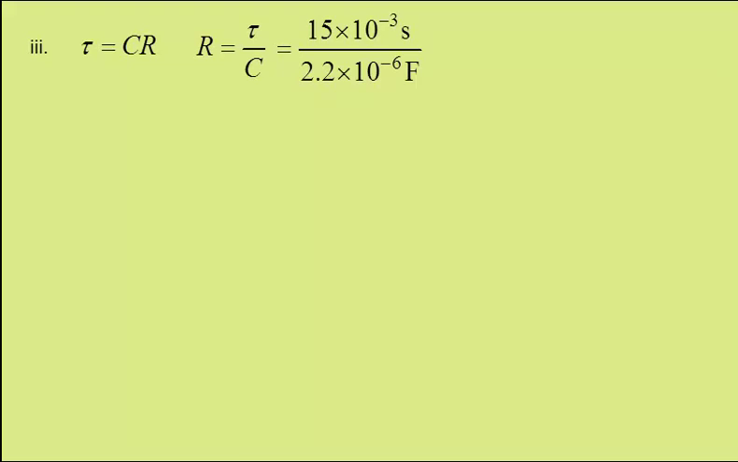In part 3, we need to find the resistance of the resistor. Well, time constant is also equal to capacitance times resistance. Rearranging, putting in the values, gives 6820 ohms.